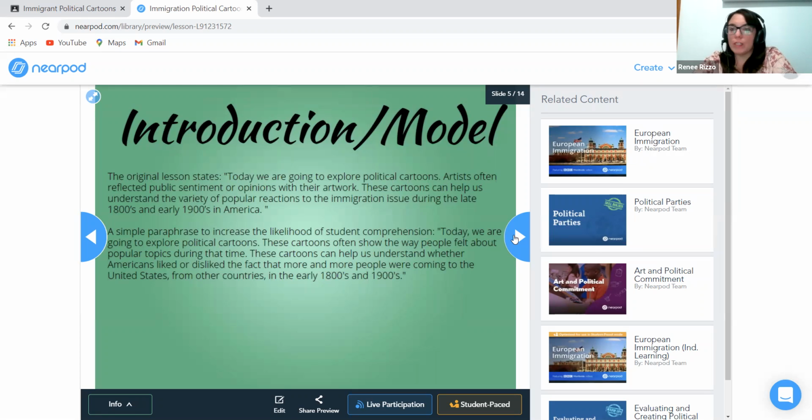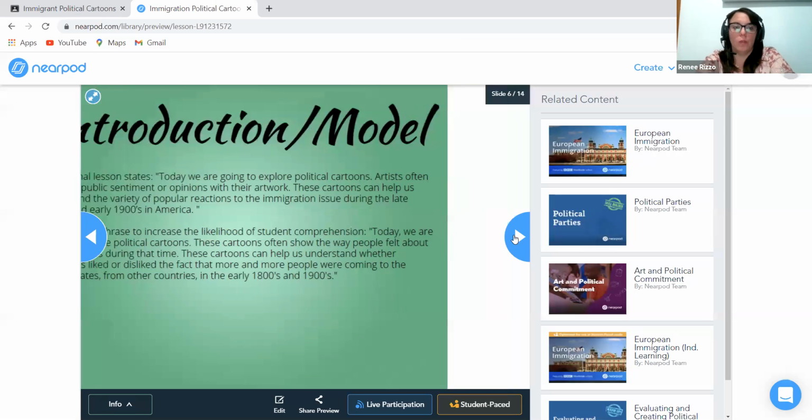Today, we are going to explore political cartoons. These cartoons often show the way people felt about popular topics during that time. These cartoons can help us understand whether Americans liked or disliked the fact that more and more people were coming to the United States from other countries in the early 1800s and 1900s. So it's just minor adaptations to the language in the original lesson to make the lesson more understandable for students in alternate assessment settings who are in high school.